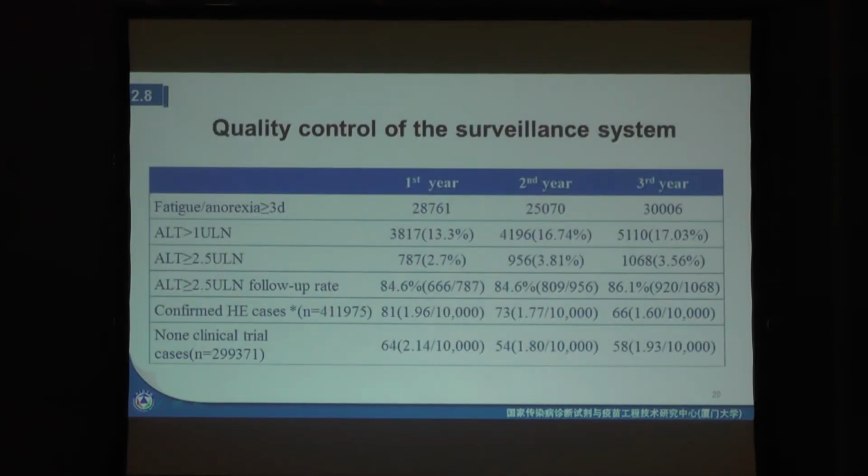And also we would compare the data of each year: the number of suspected hepatitis patients and those who have abnormal ALT, and the number of confirmed hepatitis cases. We would analyze all these data to make sure the system is highly qualified.